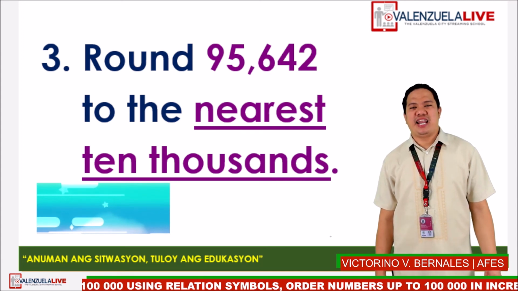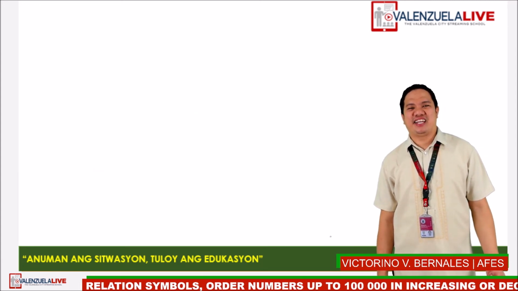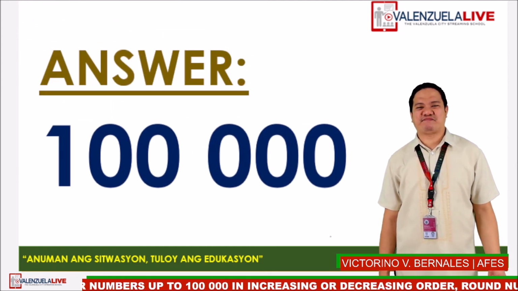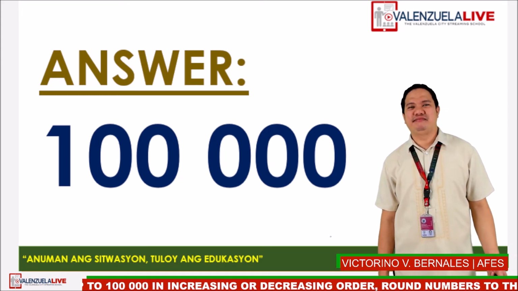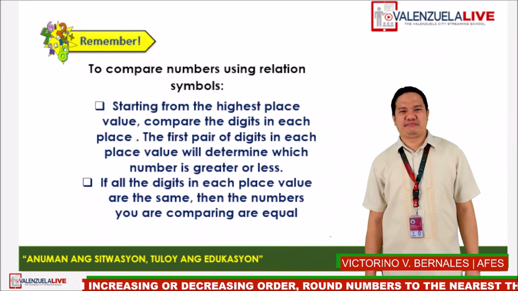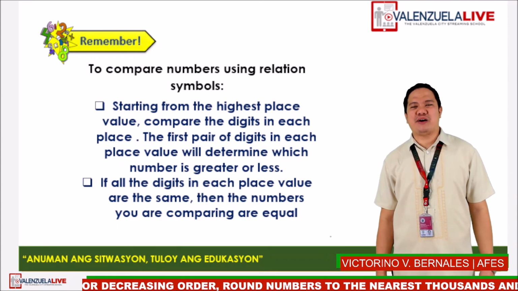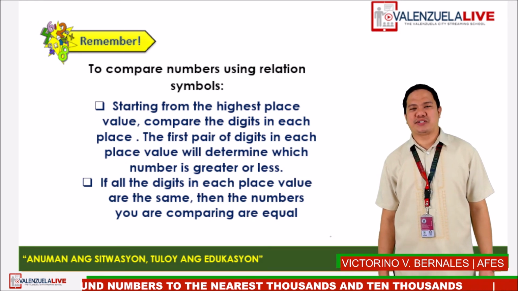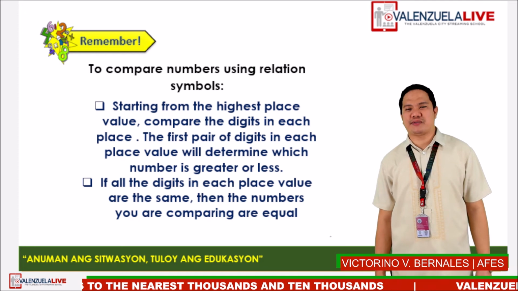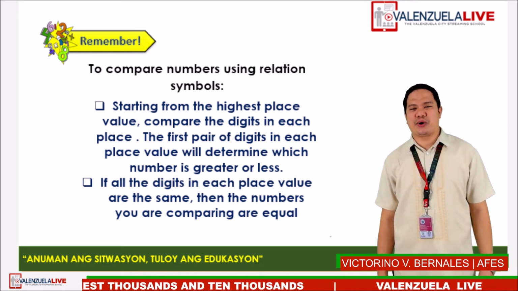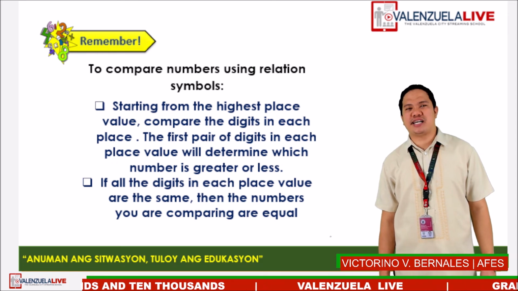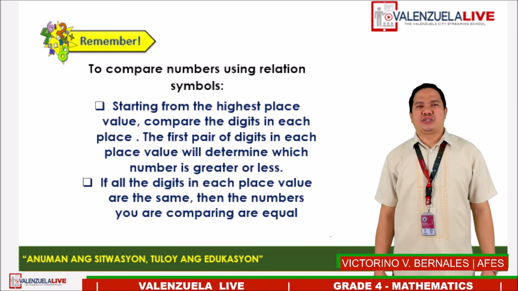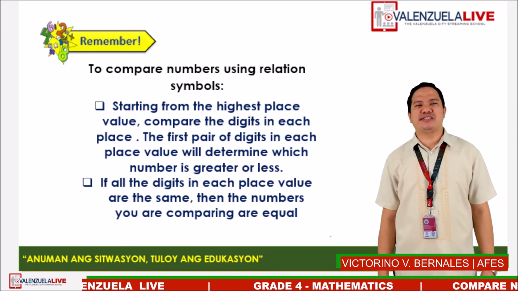Time's up. Let's now check your work. The answer is 100,000. You have the same answer? Very good. Now, you already know how to compare numbers up to 100,000 using relation symbols, order numbers up to 100,000 in increasing or decreasing order, and round numbers to the nearest thousands and 10,000s. Just remember to compare numbers using relation symbols.